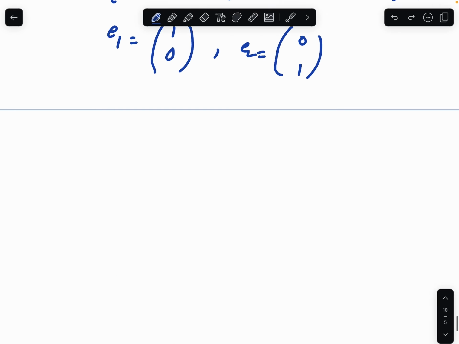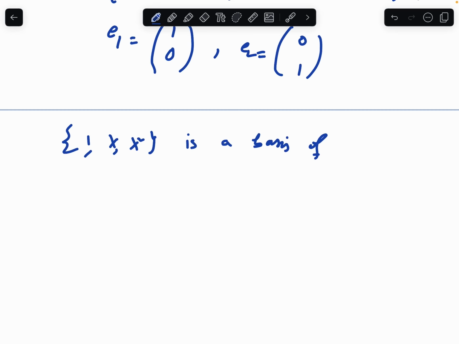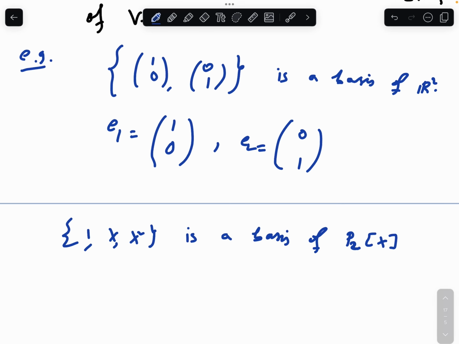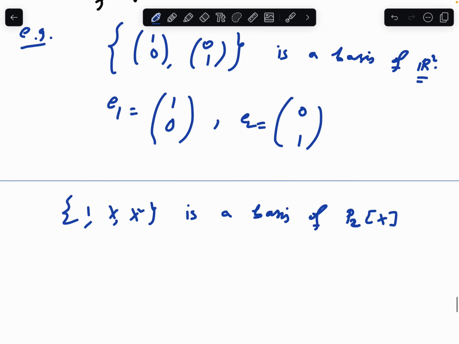And similarly, we can say that 1, x, x squared is a basis of P2(x), right? This is a basis of P2(x). These are obvious bases of R2. These are kind of obvious. We call them the standard basis. So E1, E2 is called the standard basis of R2.